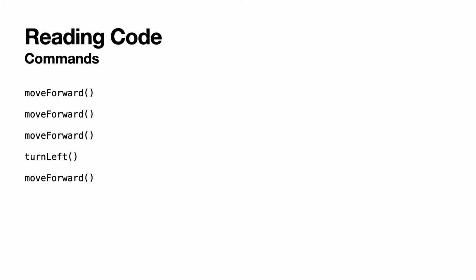We start out with code that can be read top to bottom, just like in books. In this example, we can read each line in order to figure out what might happen next. So we move forward, turn left, move forward. It's pretty straightforward.